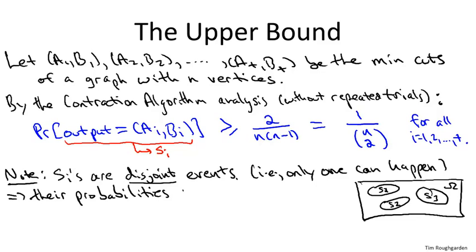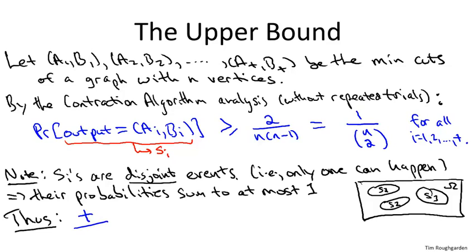Writing that formally, we have that the sum of their probabilities, which we can lower bound by the number of different events, and remember there are t different min cuts for some parameter t. For each min cut (Ai, Bi), a lower bound on the probability that that gets spit out as output is 1 over n choose 2. So a lower bound on the sum of all these probabilities is the number of them, t, times the lower bound, 1 over n choose 2. And this has got to be at most 1.